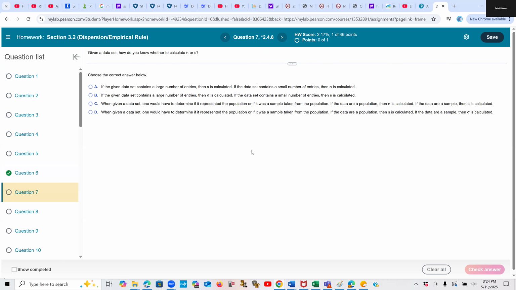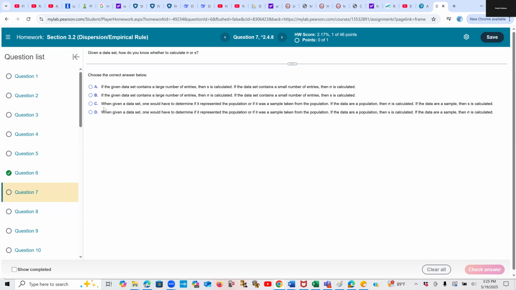Given the data set, how do we know whether to calculate sigma or S? Sigma is for population standard deviation and S is for sample standard deviation. So let's go through the choices. If the given set of data contains a large number of entries, then S is calculated, and that has nothing to do with whether you calculate S or sigma.